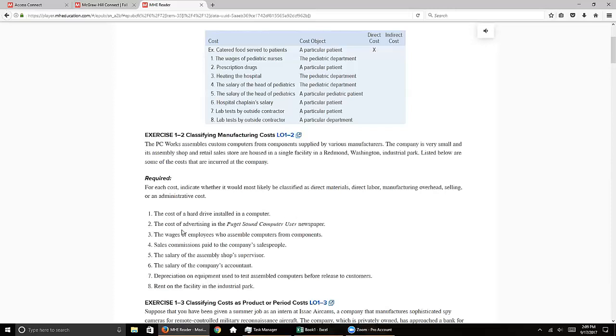The second one, then, the cost of advertising in the Puget Sound computer user newspaper. Advertising, we can start by saying it's not associated with the production process. It's not a cost we incur to get our product ready to sell. It's a cost of actually selling the product. So we can scratch off those first three. It's not a manufacturing cost or a product cost, so it has to be selling or admin. And we're talking about advertising, so really that is a cost of selling. It's a cost we incur to hopefully entice people to buy our product. So we'd call number 2 there a selling cost.